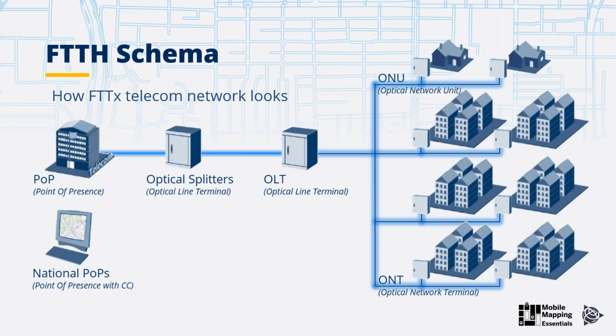What is interesting is that at each of these splitters, we are not facing any reduction of performance, because basically we are just splitting the light. We are just redirecting it to the final destination, which is the optical network terminal for a number of buildings, or the optical network unit in case we are reaching a specific house and a specific family.